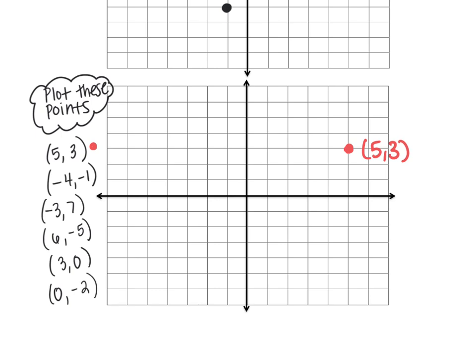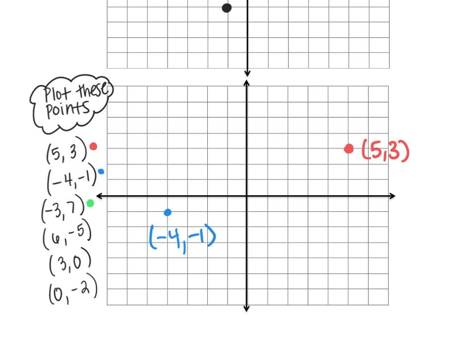So if we look at this next one, this is the point (-4, -1). Well, now we're starting here. We want to go in the negative direction. So it'd be -4. 1, 2, 3, 4. But then it's down 1. So it would be down here. Okay, so there's the point (-4, -1).